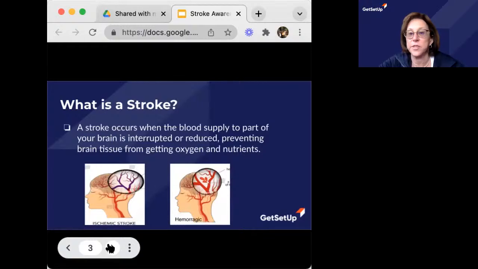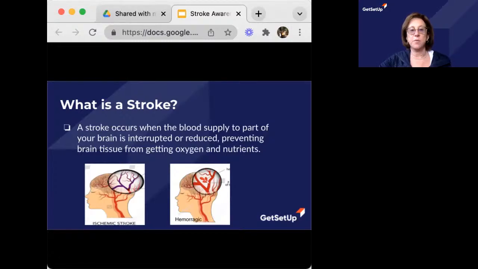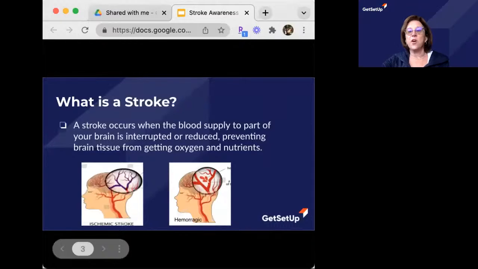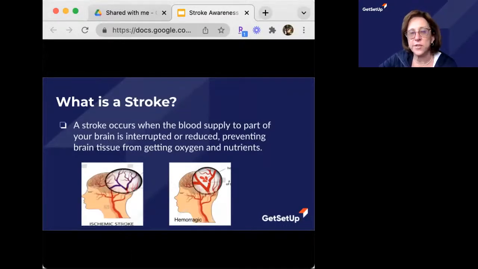...is interrupted or reduced. So it prevents the brain tissue from getting oxygen and nutrients. There are two kinds of strokes. There is a hemorrhagic stroke and there is an ischemic stroke. Very different in the way they present, not always so different in the way they act, but generally a hemorrhagic stroke is much more serious and much less common.